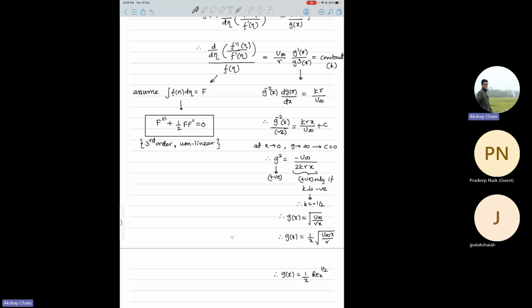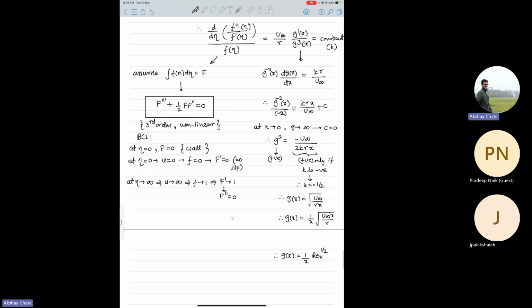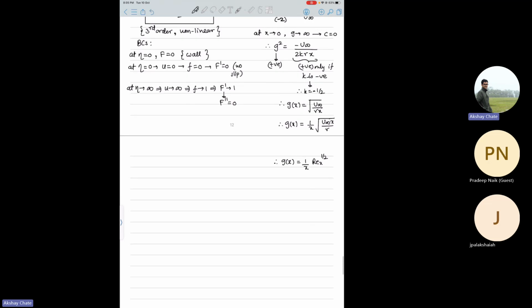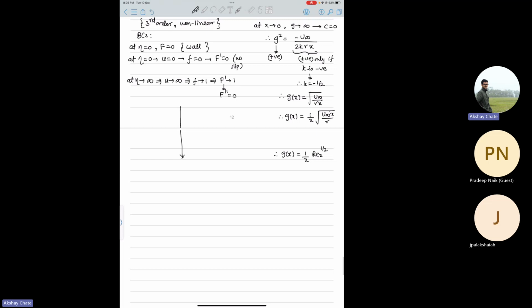And then what they do is, they use boundary conditions, which are at theta equal to 0, your f equal to 0, which is the wall. Then at theta equal to 0, your u is equal to 0. That gives you your f as 0, and that gives you f prime as 0. This is the no slip boundary condition. And as theta tends to infinity, you get u tending to u infinity. Then you get f tending to 1, which gives you f prime tending to 1, and that gives you f double prime tending to 0. So this equation is solved, and finally you get this famous Blasius curve.